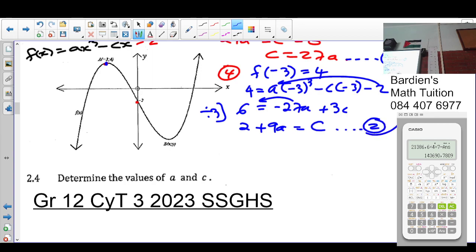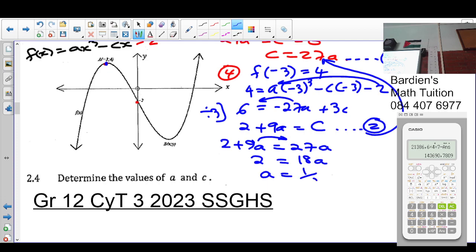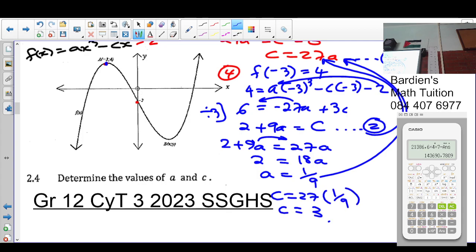So now we're going to substitute equation 2 into equation 1. Which means to say now that 2 plus 9a is equal to 27a. Take the 9a over the equal sign, 27 minus 9, of course, is 18a is equal to 2, so a is equal to 1 over 9. So I must still calculate c. I substitute that back into equation 1, so c is equal to 27 times 1 over 9, which is 3. So a is 1 over 9, and c is 3.